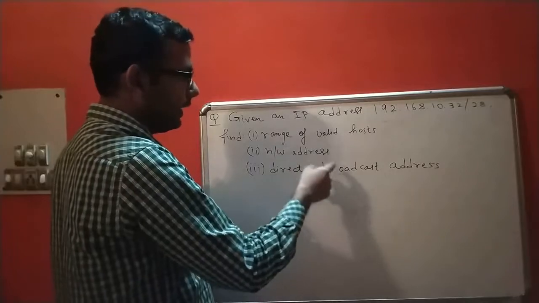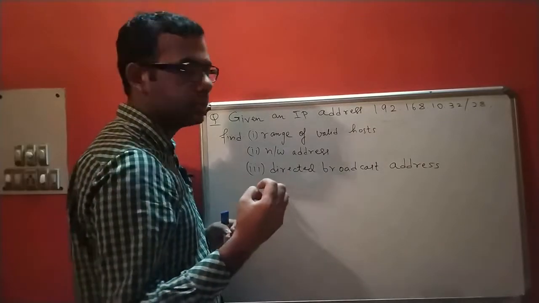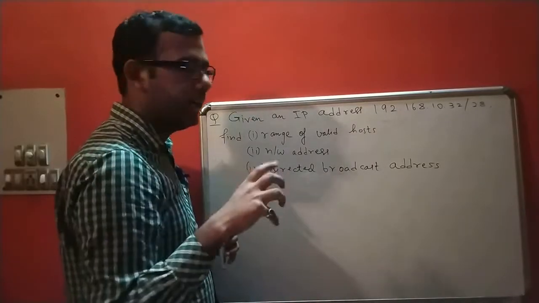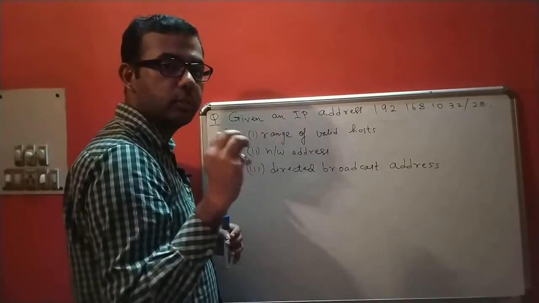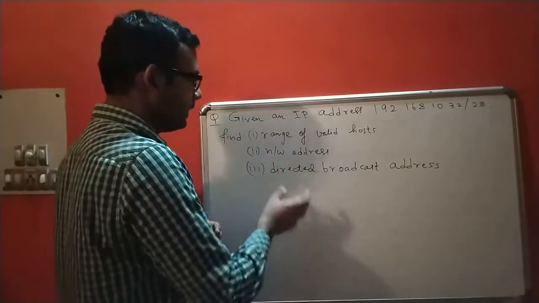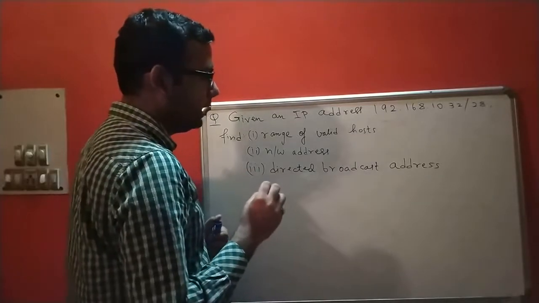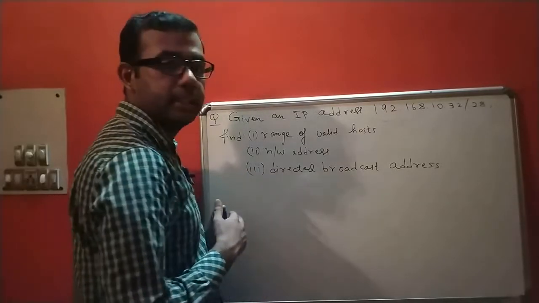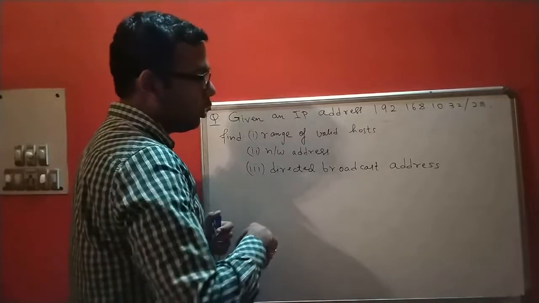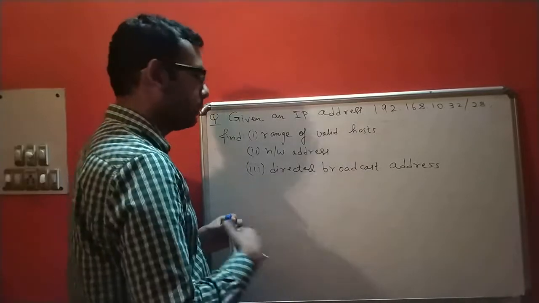And we are also trying to find the network address. The network address refers to the address of the entire network. That means the address using which a network can be identified. And the directed broadcast address. The directed broadcast address will help us to broadcast a packet to all hosts present in another network.